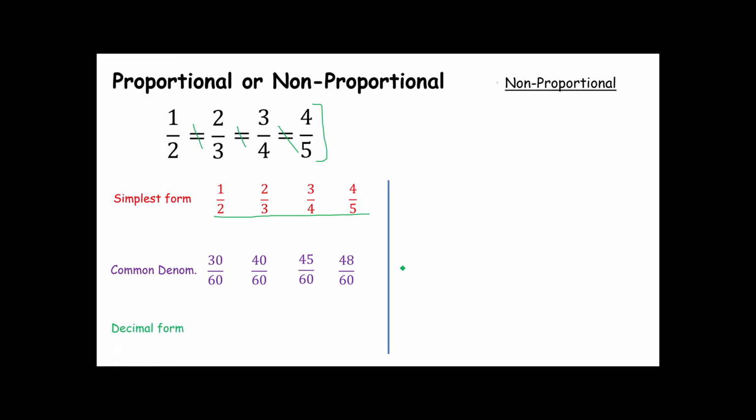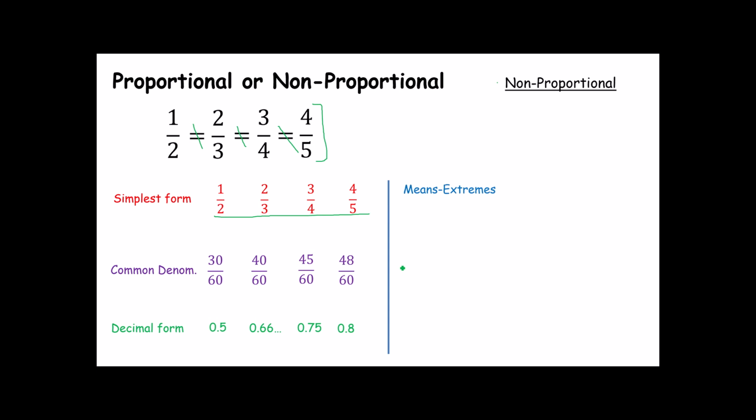If I wrote them in decimal form, 1/2 is 0.5. 2/3 is 0.6 repeating. 3/4 is 0.75. And 4/5 is 0.8. Once again, they don't all match.